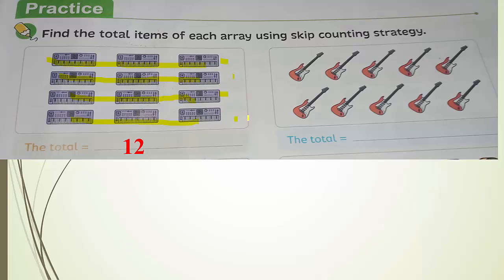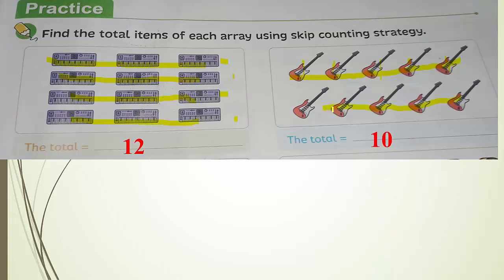Here, the total number, let's count how many in the first row. 1, 2, 3, 4, 5. In the first row, I have 5, so I will count by 5. 5, 10. So the total number will be 10.